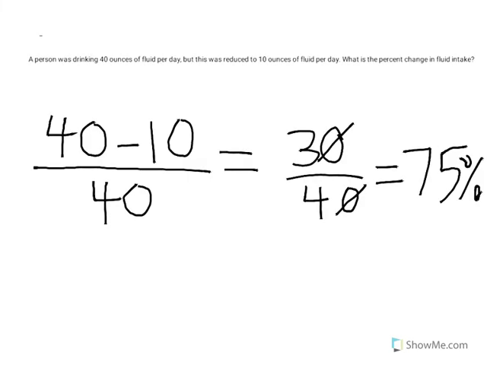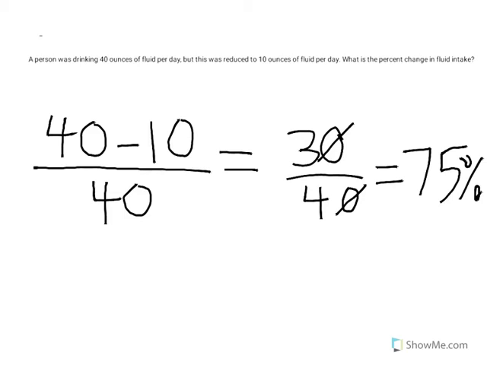Let's try this question. A person was drinking 40 ounces of fluid per day, but this was reduced to 10 ounces of fluid per day. So what's the percent change in fluid intake? Okay, so we're starting at 40 ounces, but this was reduced to 10. So what's the change? Well, we have 40 minus 10. That's our change.